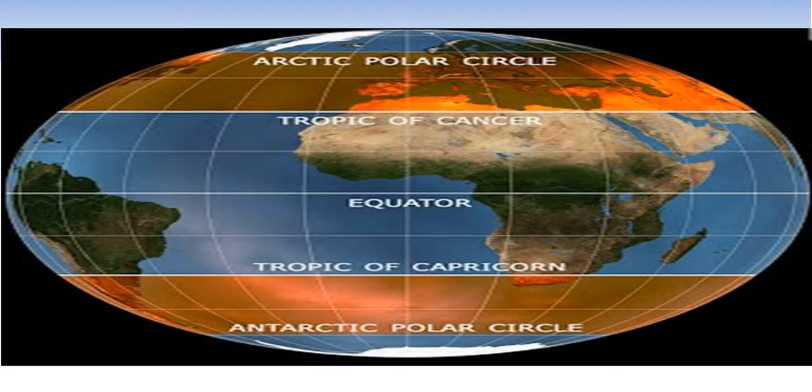Fourth, creation of heat zones. The spherical shape of the Earth, along with its movements around the Sun, causes the difference in the angle at which the sun rays fall on the Earth's surface. This causes difference in the distribution of heat on the Earth's surface. As a result, the world has been divided into 3 distinct heat or temperature zones.